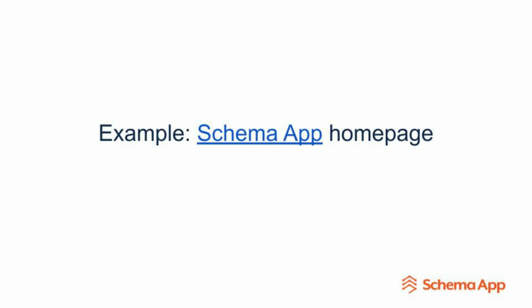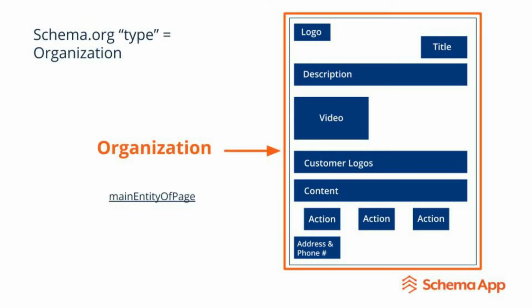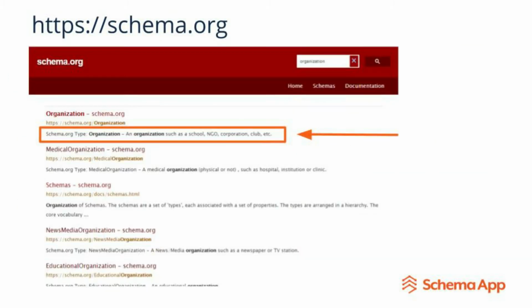For example, let's say we were going to mark up our Schema app homepage. And to simplify things, let's assume that it looks roughly like this. What our homepage is really describing is an organization, but if we weren't 100% sure that organization was the right class or type, we could validate the description with either the Schema app editor by logging in to Schema app, choosing the structured data editor, typing in organization, or using the editor's class tree, and taking a look at the definition provided. Alternatively, you could go to Schema.org, type in organization, and validate that the description fits your content.